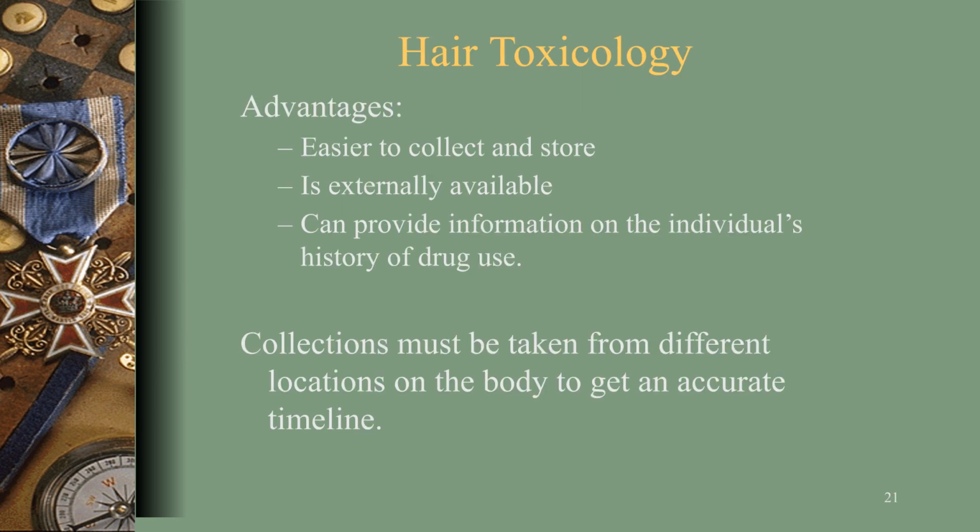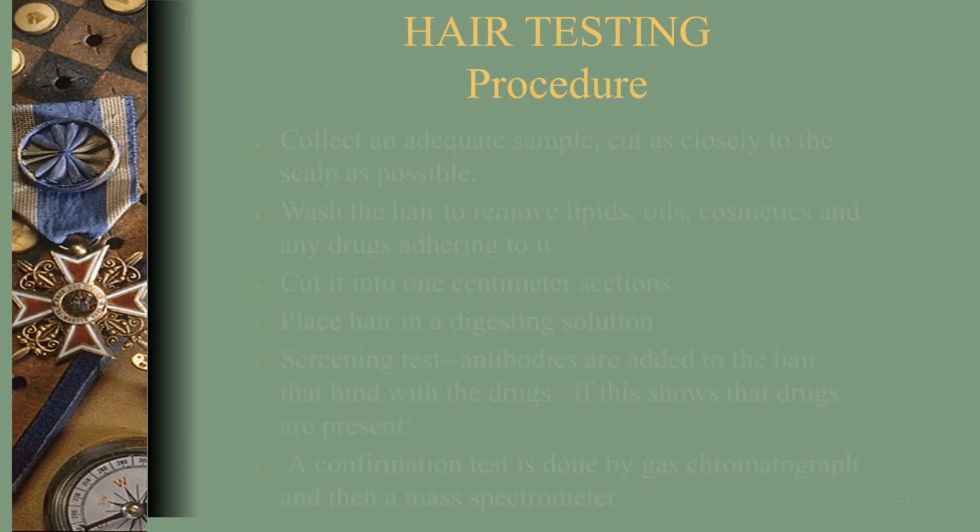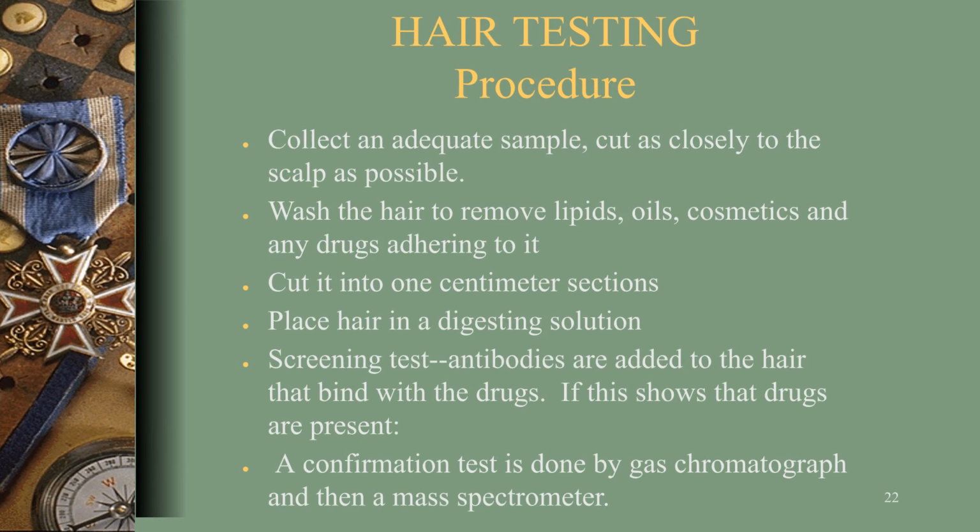Hair toxicology offers several advantages. It is easy to collect and store, it is externally accessible, and it can provide a history of an individual's drug use over time. The hair testing procedure begins with cutting a sample close to the scalp. After washing the hair to remove contaminants, it is sectioned, digested, screened for antibodies, and finally confirmed through gas chromatography and mass spectrometry.